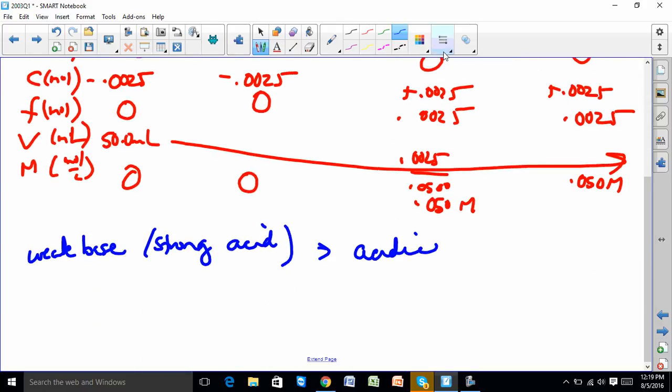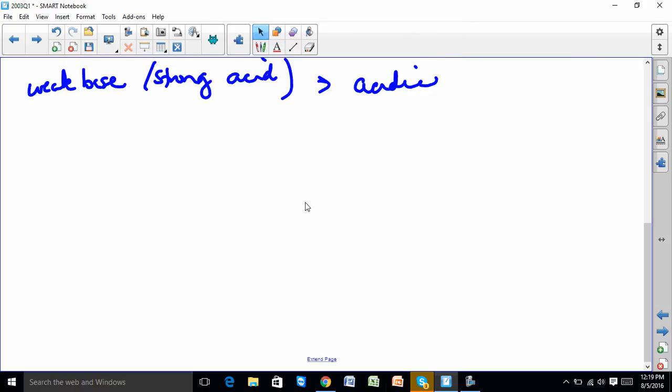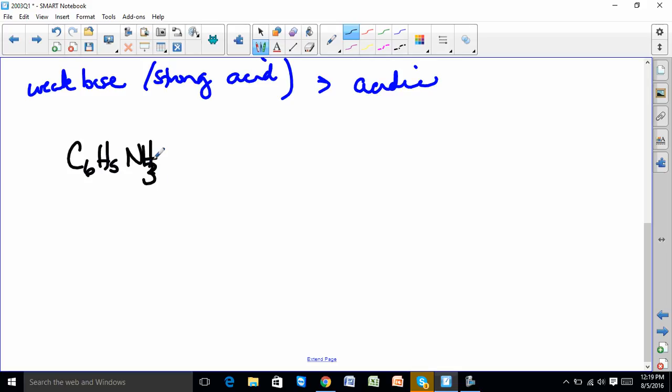And the craziest thing about this problem is, and I honestly think in the entire 2 years, salt hydrolysis is the hardest part of chemistry. I'm going to go to black. C6H5NH3+ is an acidic salt. It has to be, because when you have a strong acid and a weak base, at the equivalence point, it's an acid, and that's because one of the things there is acidic.